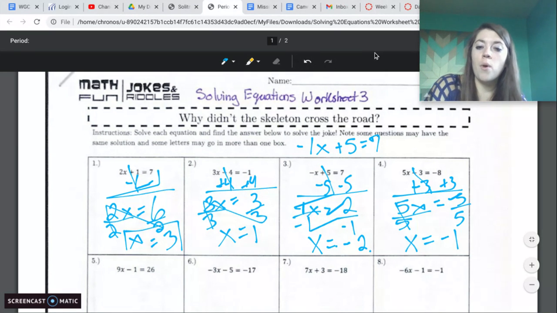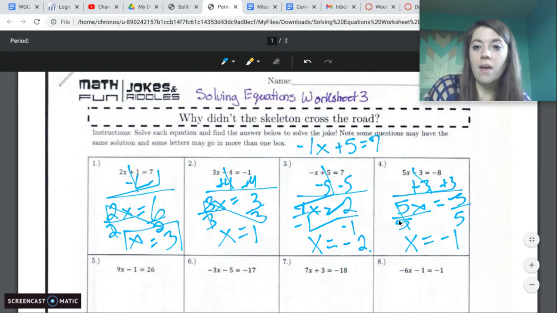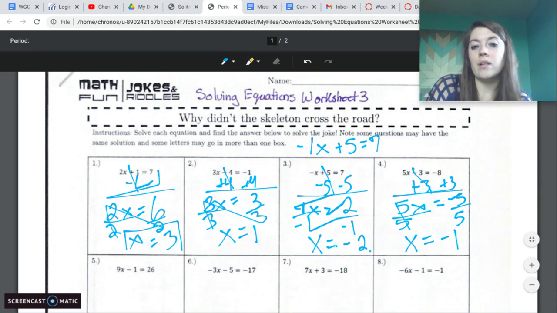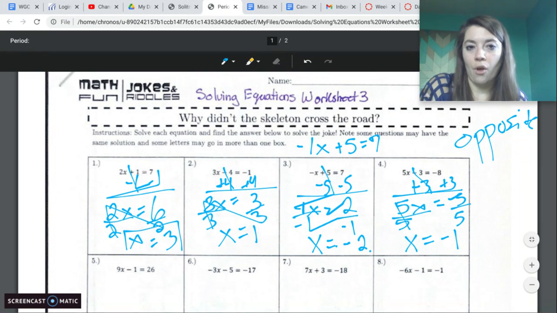Anytime you have a number attached to your variable, you're always going to eliminate that. So you divide by the 5, you divide by 1, you divide by whatever that value may be, so that you can get x by itself. Your goal is always to get x by itself, okay? And we use the opposite operations to do that. So your key word for this video is opposite, because we use opposite operations to solve.